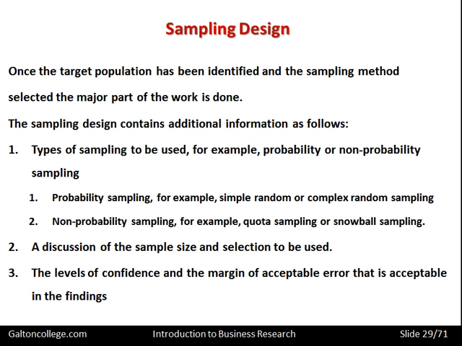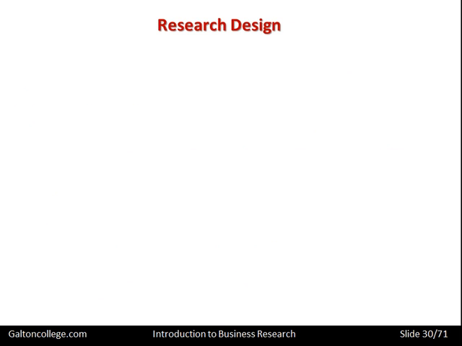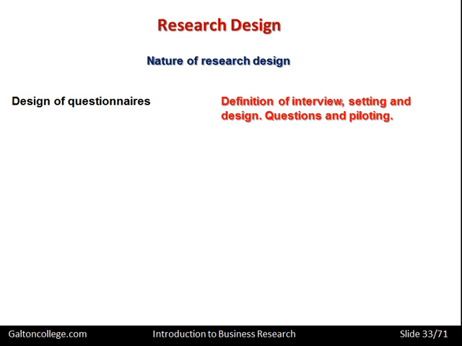A 95% confidence level will require a large number of respondents to be found and interviewed or tested or whatever it is, and it should be done in a very unbiased way. Now the nature of the research design is, first of all, design of questionnaires, definition of interview, the setting and design, and questions and piloting.